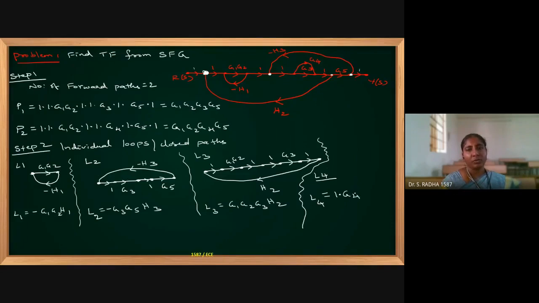You see the diagram. I'm starting from here for L4. 1 into, then I will go in the G4 direction. Then 1 into G5 into minus H3. Okay. So now L4 is nothing but minus G4 G5 H3. This is the fourth loop.